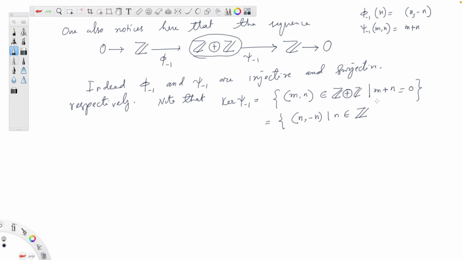Okay, and we know from the definition of phi minus 1 that this is the image of phi minus 1. So this way we see that the kernel of psi minus 1 is equal to the image of phi minus 1, which proves that this sequence is a short exact sequence.